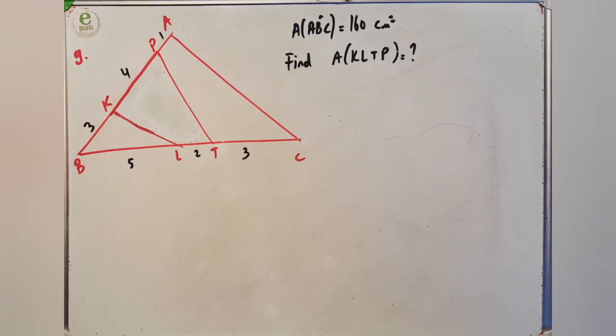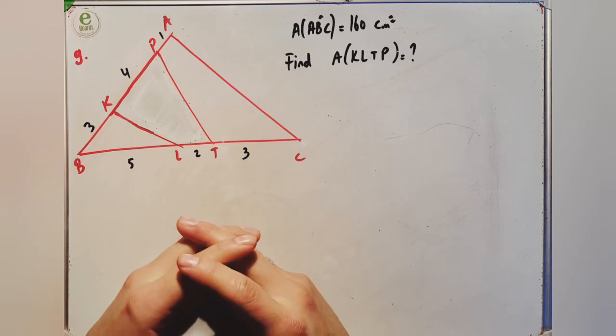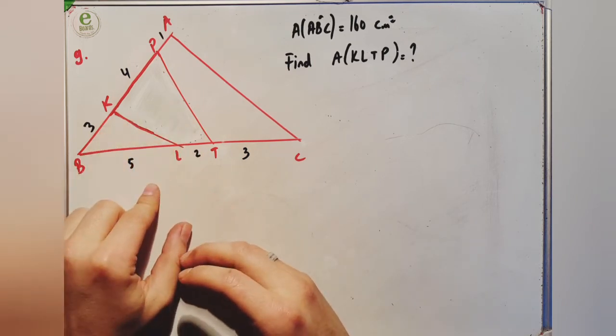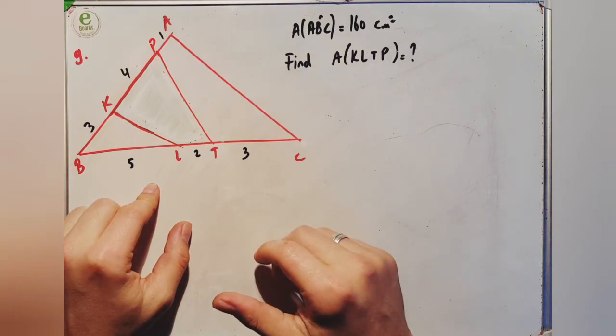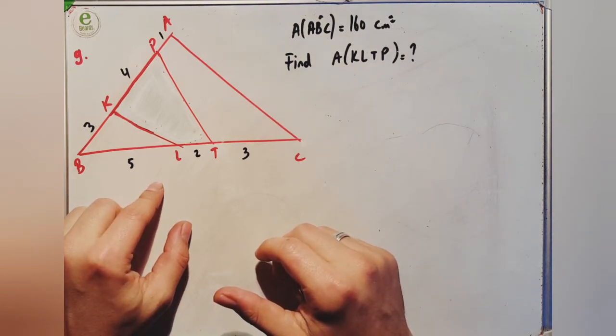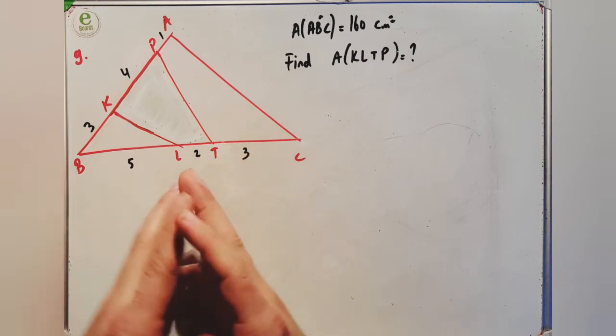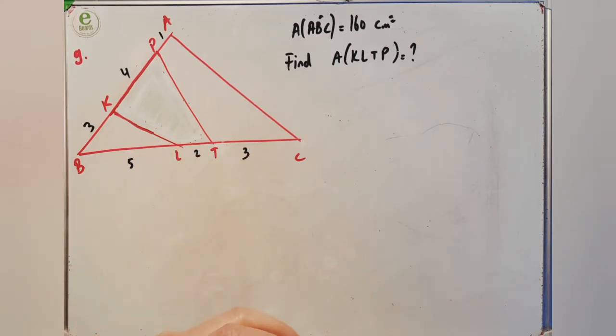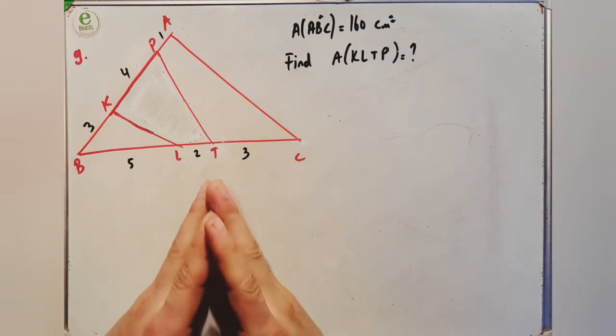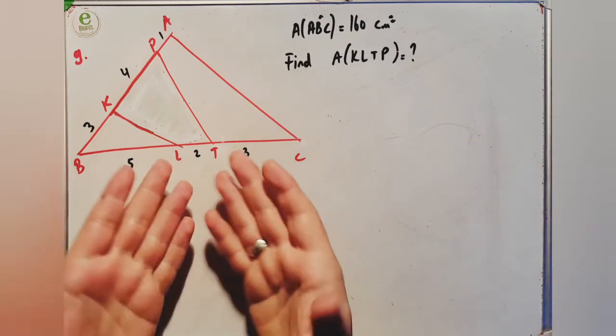Next question is 9. The area of ABC is 160 centimeters square with sides 1, 4, 3, 5, 2, and 3. We have to find the area of KLTP. It is actually a quadrilateral, a four-sided polygon, and I'm going to show you this part in the next videos. Okay, let's turn back to our question.